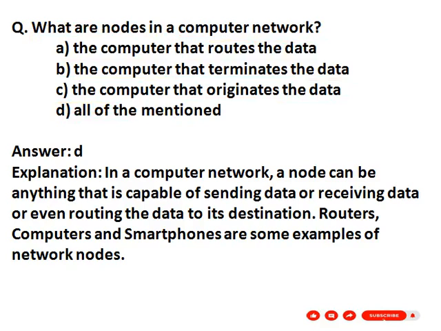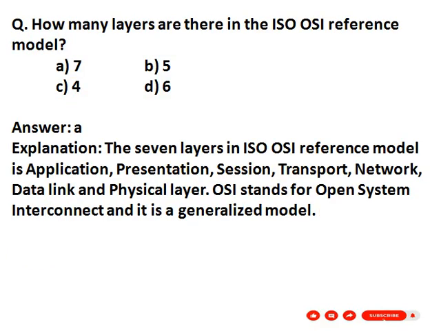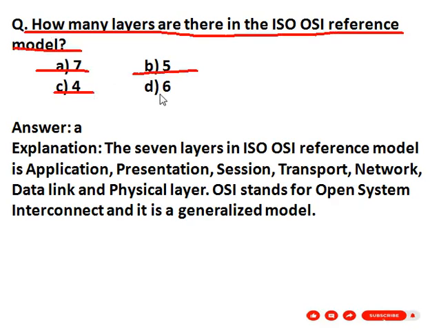Next question: how many layers are there in the ISO OSI reference model? Given options are option A 7, B 5, C 4, D 6. Your correct answer is option A, 7 layers.